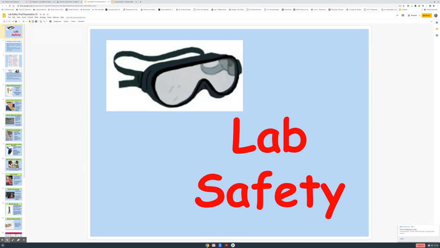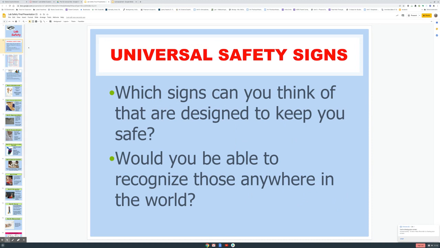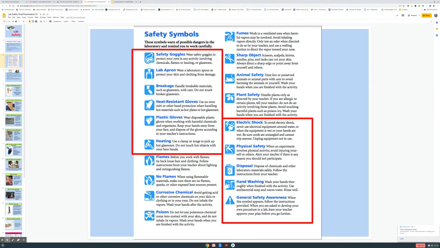So, lab safety. If you were in class, we would talk about signs that you think of that are designated to keep you safe. I think of highway signs a lot of times, or signs that I may see in a hospital or doctor's office. These are signs that probably are universal. And so we have some in science. So here the ones are in red.